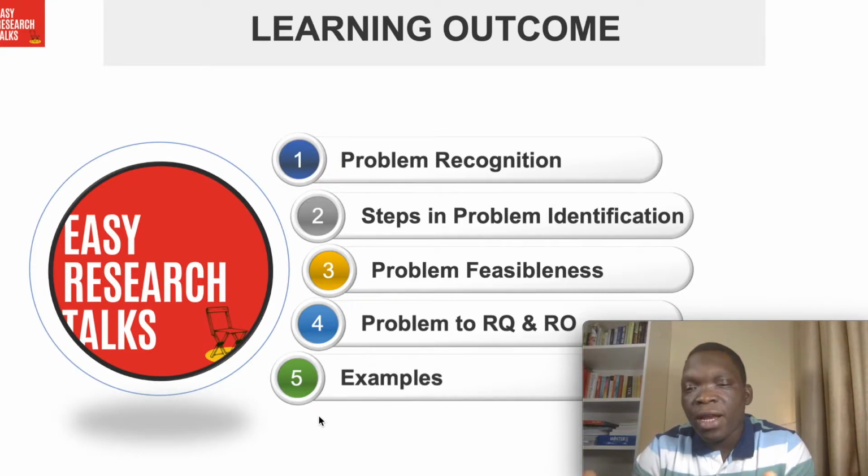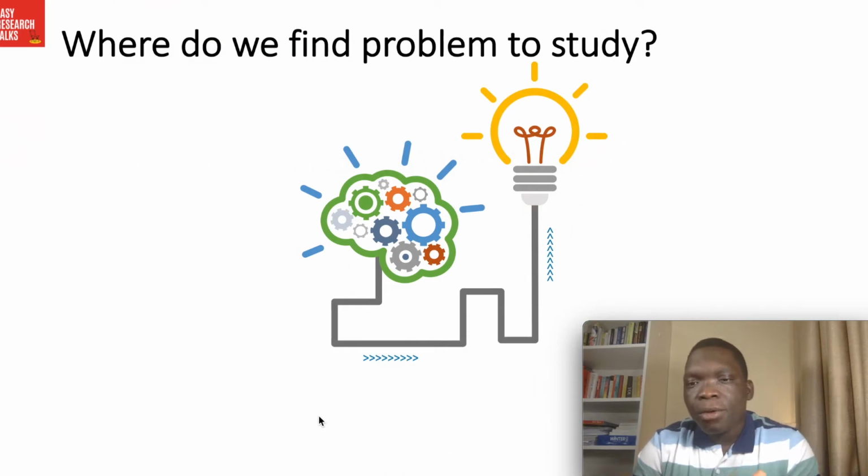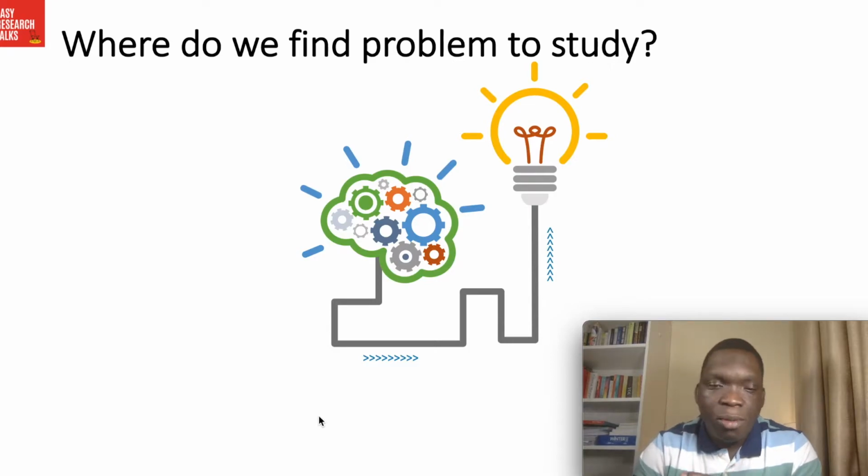It's going to provide enough background that will help you understand some of what we are going to be talking about today. Let's start with the question of where do we find problem to study? Since we have already established that academic research is all about solving problem, providing solution, reducing bias and all that. So, what kind of problem can we solve? How do we identify this problem?